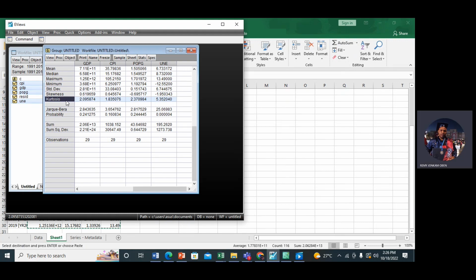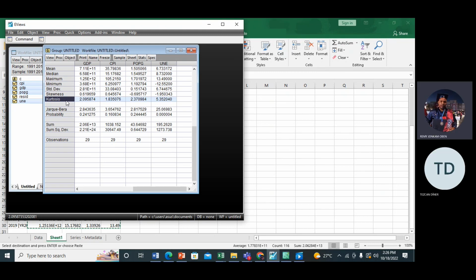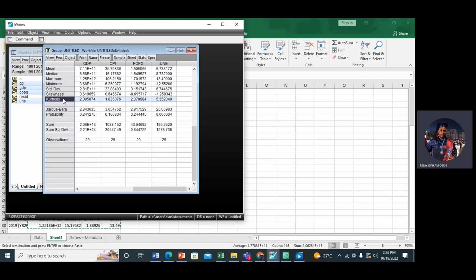So if it is around 3, then we can say it is normally distributed. But if it is far from 3, then we can say based on this there is a hint of non-normality. But like I told you, we are not going to use skewness and kurtosis to say with certainty if the data is normally distributed or not. We need to carry out a statistical test, and the statistical test we are going to use here is the Jarque-Bera test.